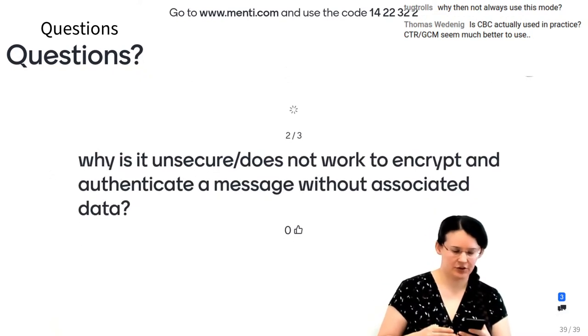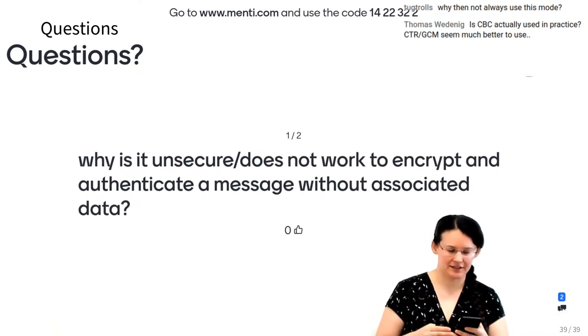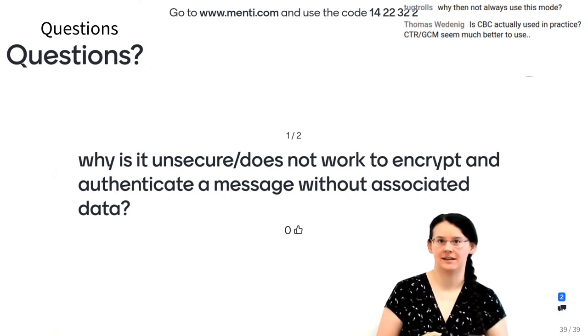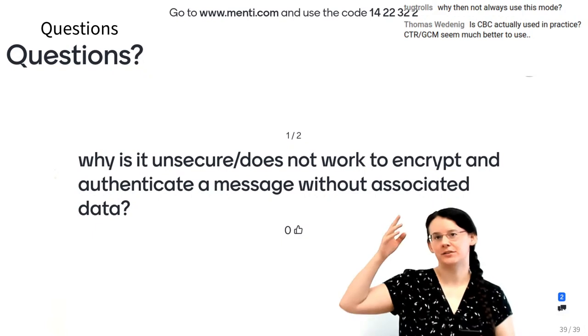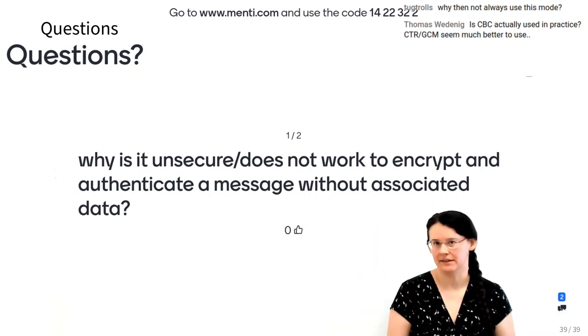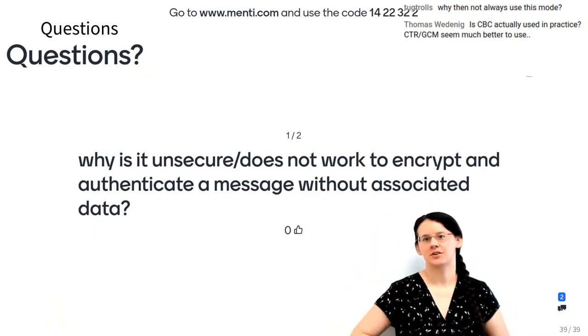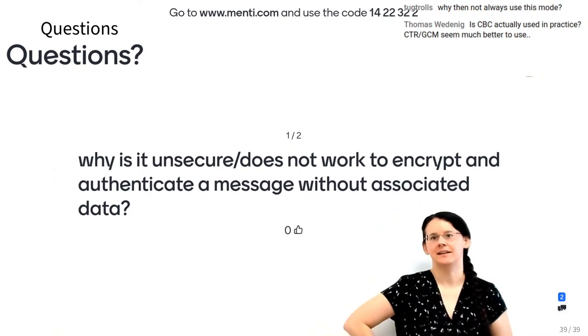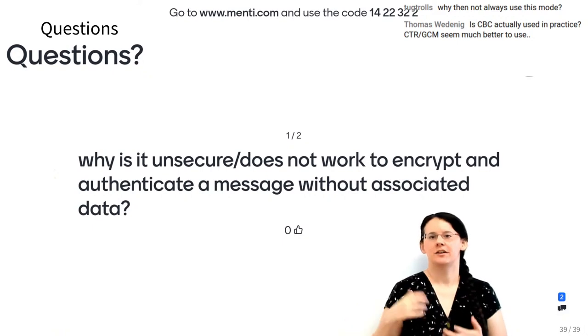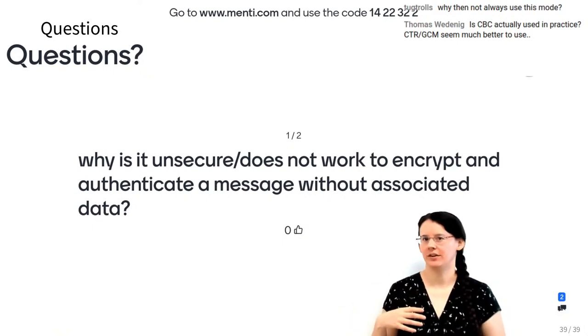Why is it unsecure or does not work to encrypt and authenticate a message without associated data? So this is okay. It's absolutely fine to keep your associated data empty. Actually, the original authenticated encryption schemes did not have this associated data. This is more an extra functionality, not an extra security property.